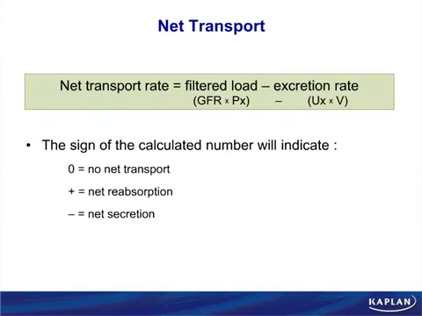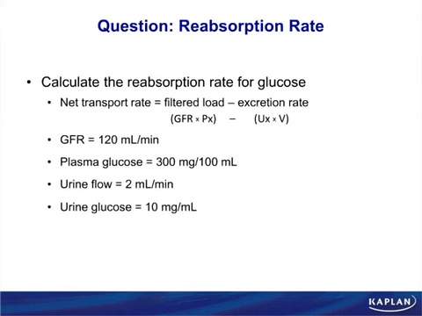So to summarize net transport: filtered load minus excretion rate. The equation for filtered load is GFR times plasma concentration of substance X. Excretion rate is urine concentration of substance X times urine flow rate. You're going to do calculations. If the net transport is 0, there's no net transport, that's inulin. If it's positive, the substance is reabsorbed. Negative, the substance is secreted.